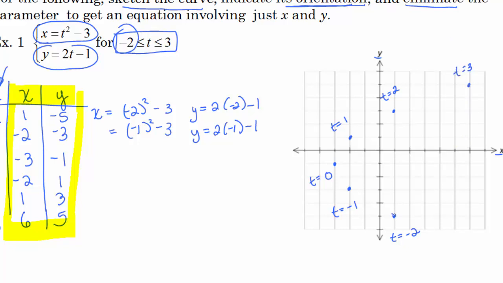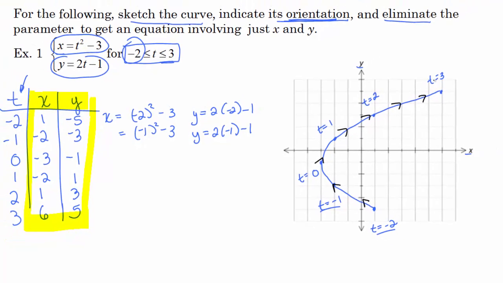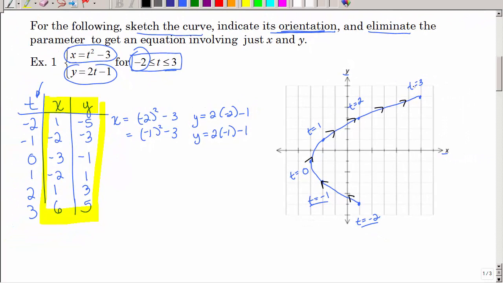And then I want to connect those dots in as smooth a curve as possible. I don't put an arrow at the end because t stops at 3. So that's it. I do need to show its orientation, so I could do that by plotting the little t values here. But go ahead and put little arrows to say the curve was swept out from its beginning to its end. So I've done everything except eliminate that parameter.